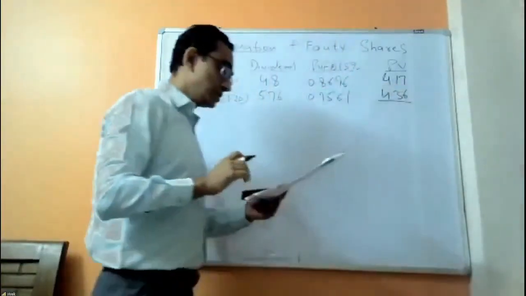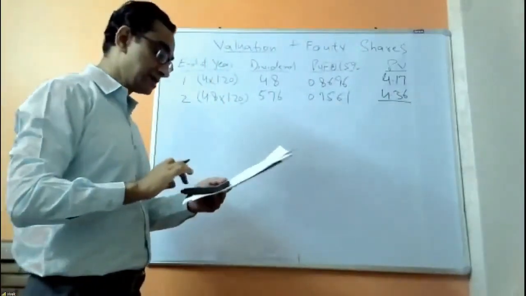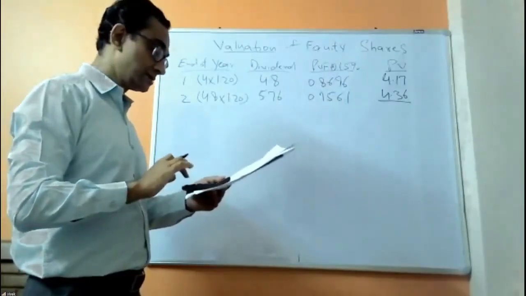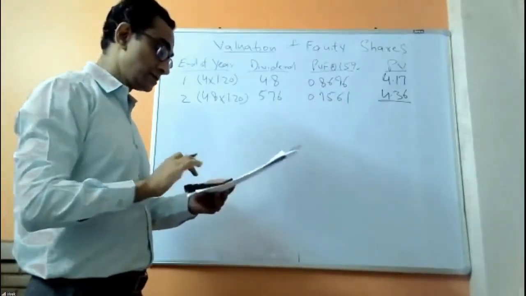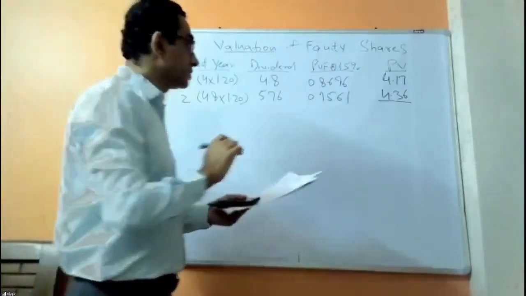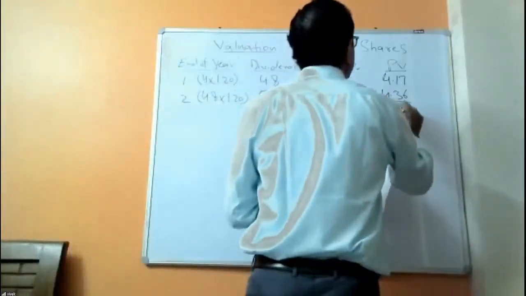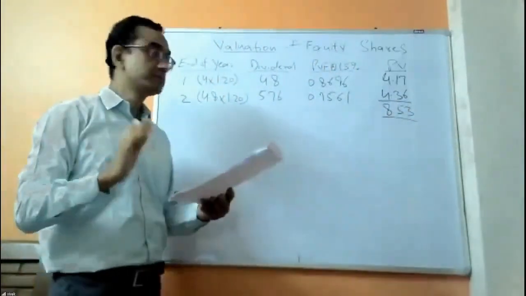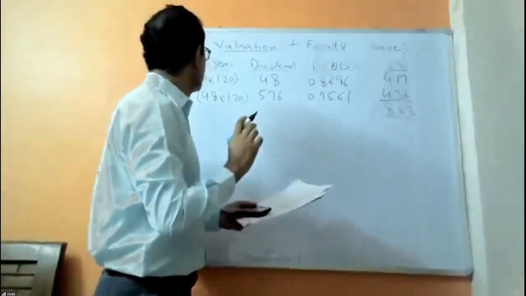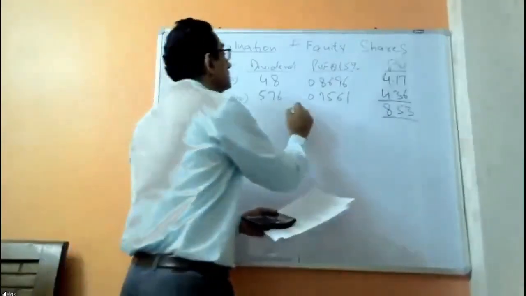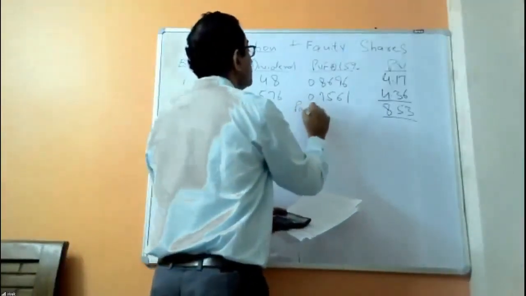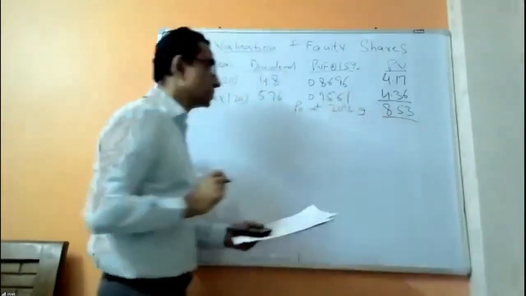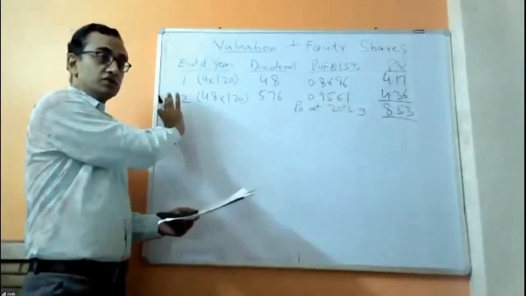It is coming to 4.36. Let us add these two figures, the present value of first year and the present value of second year. It's coming to 8.53. So what is this 8.53? 8.53 is the present value at 20% growth rate. This is for the first 2 years.